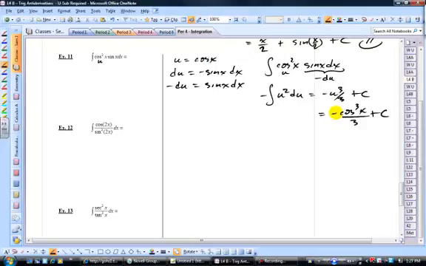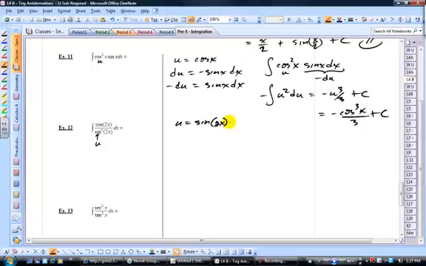On this next one, do you let u equal 2x or the entire function? In this case, sine is being cubed, so I'm going to use the inside function. I'm going to let that be my u. So u is going to be equal to the sine of 2x.